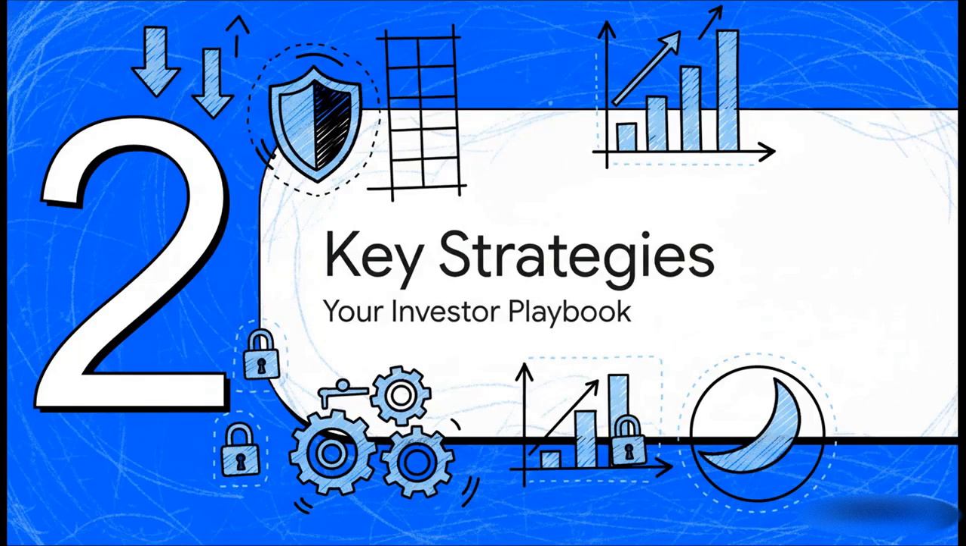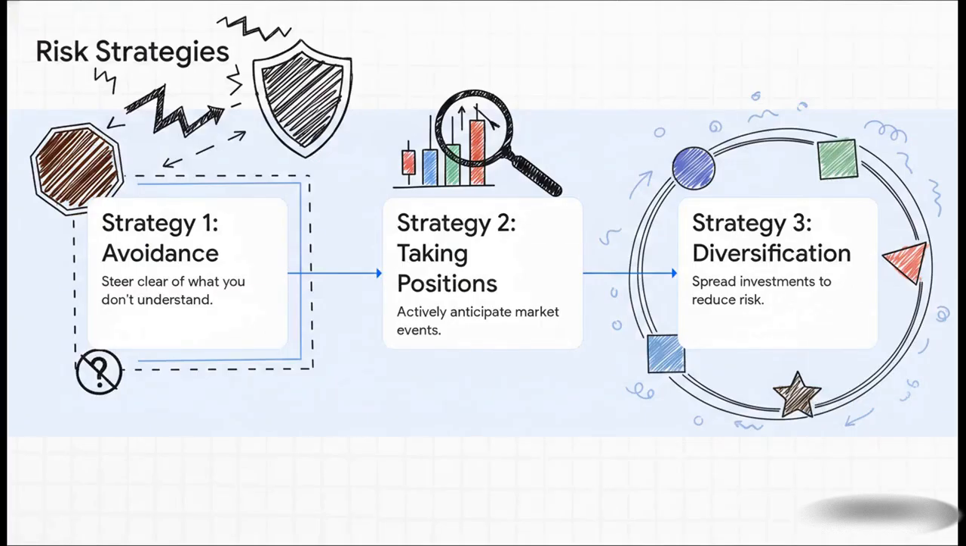So, if we agree that risk is just part of the game, how do we play it smart? Well, let's build out our investor playbook. We're going to look at the main strategies you can use to get a handle on risk. Think of them like different players on a football team. We've got 3 primary strategies in our playbook: avoidance, taking positions, and diversification. Now, to make them a bit easier to remember, let's call them the defender, the striker, and the team player. Let's break down what each of them does.